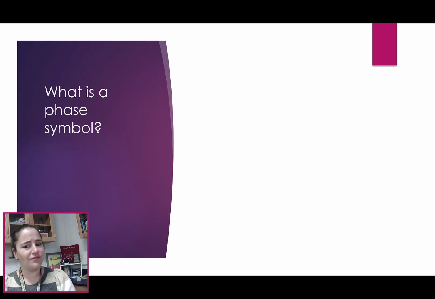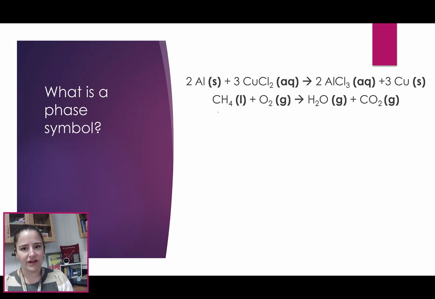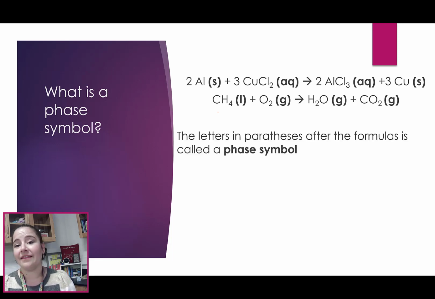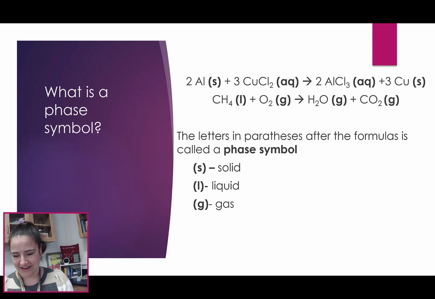So what about phase symbols? So if you look at these two reactions, those bolded parts that come after the chemical formulas are called phase symbols. And they tell you the phase of that reactant or product. So S is for solid. So this reaction reads that solid aluminum reacts with the copper chloride. Okay? L is for liquid, and G is for gas.